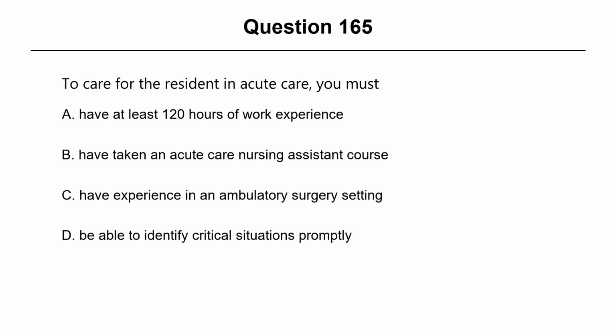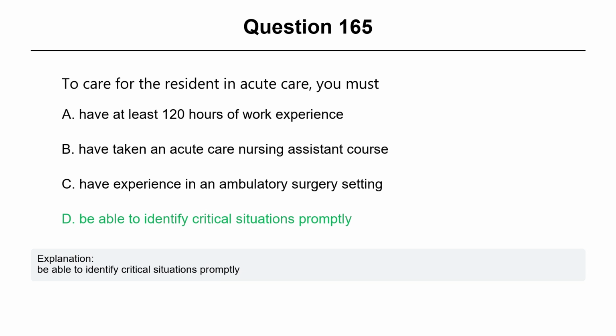To care for the resident in acute care, you must option A, have at least 120 hours of work experience, option B, have taken an acute care nursing assistant course, option C, have experience in an ambulatory surgery setting, option D, be able to identify critical situations promptly. The correct answer is option D, be able to identify critical situations promptly.